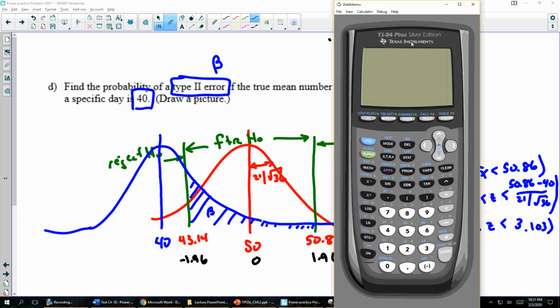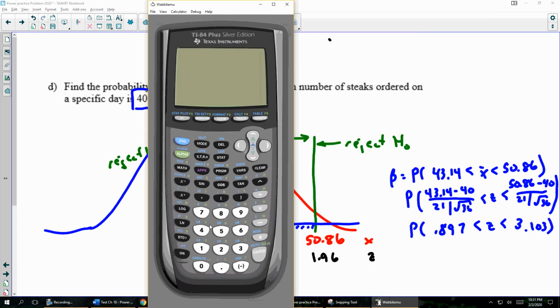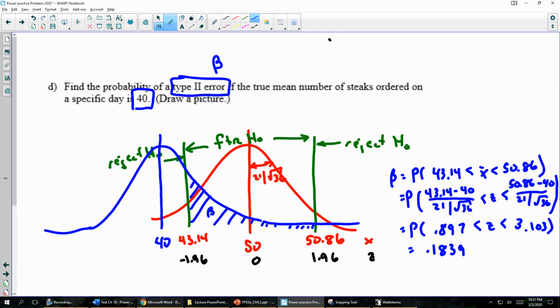Now the way that I do that, I prefer my calculator here, but I'll show you both of them. So on my calculator, I'm going to say normal CDF of 0.897 to 3.103. Paste. So that area is 0.1839. Let me also show you how to do this on the chart.